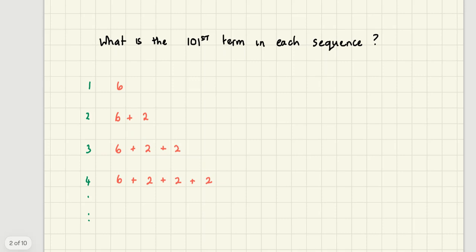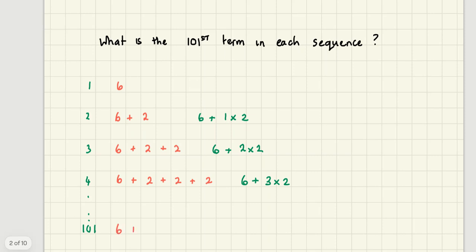So the first number is just 6, but the second number is 6 plus 6 plus 1 times 2. The third number is 6 plus 2 times 2. The fourth number is 6 plus 3 times 2. So what would be the 101st number?